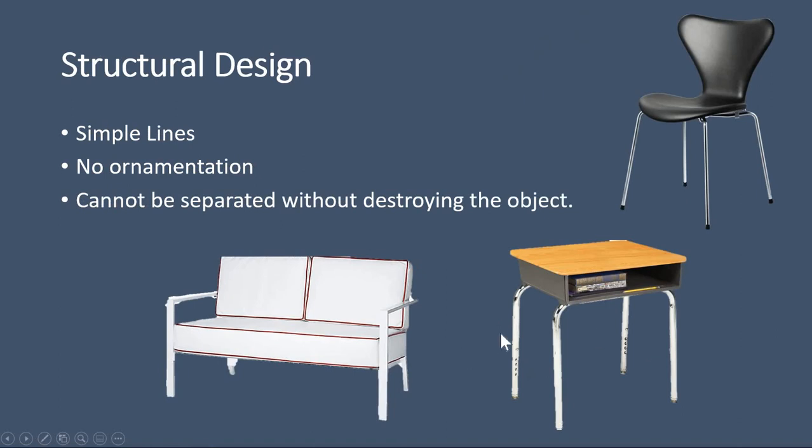Okay, so your first kind of design is structural design. This is where there are simple lines, there is no ornamentation, and it cannot be separated from the object without destroying it. As an example, when you look at the leg of a table, if you could remove that leg and the table would still work, it's not structural, if that makes sense. It's such a piece of the design that it cannot be removed.